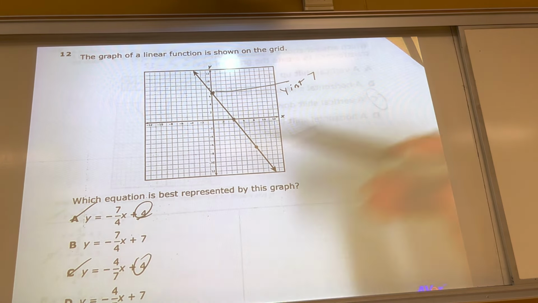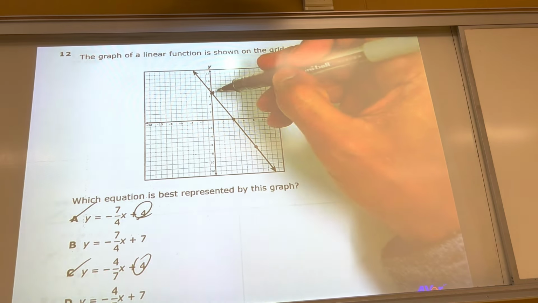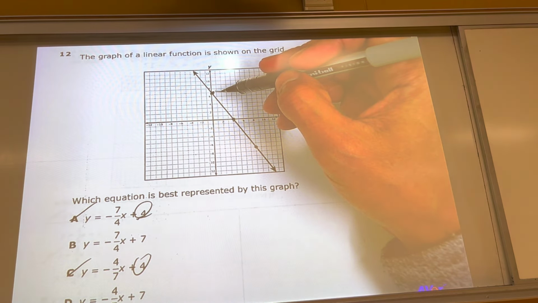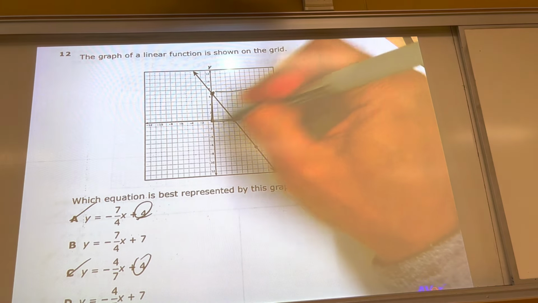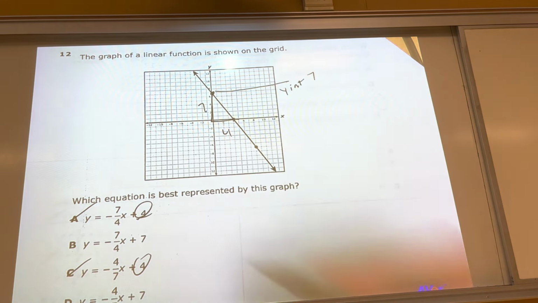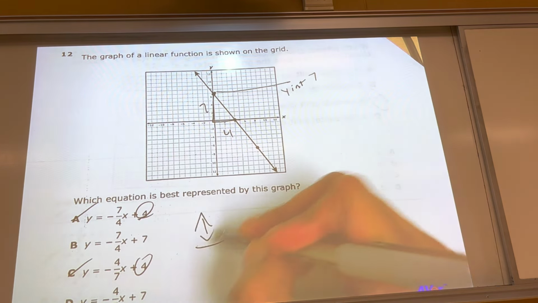The slope is negative, but we have to go further than that. We have to figure out, is it down 7 over, or down 7 over 4, or down 4 over 7? And the answer is it's down 7 over 4. Remember, vertical change goes on top, horizontal change goes there. Okay, your answer is B.